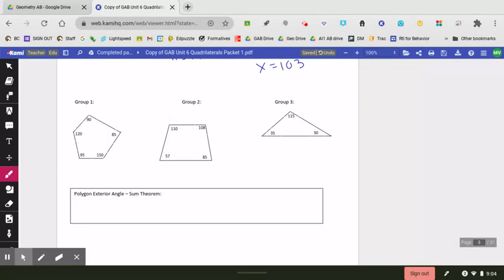Now remember, an exterior angle is one angle drawn at each vertex by extending the line. And it doesn't matter how you extend it, we're going to extend 1. And I want you to find out what the sum of the exterior angles in all 3 of these are.